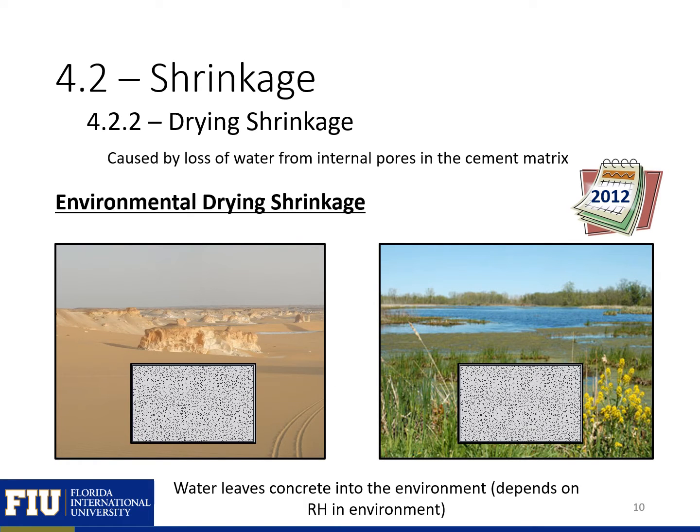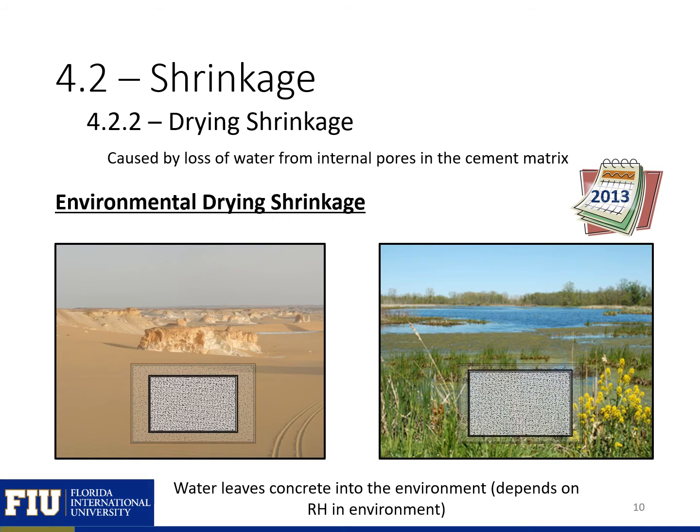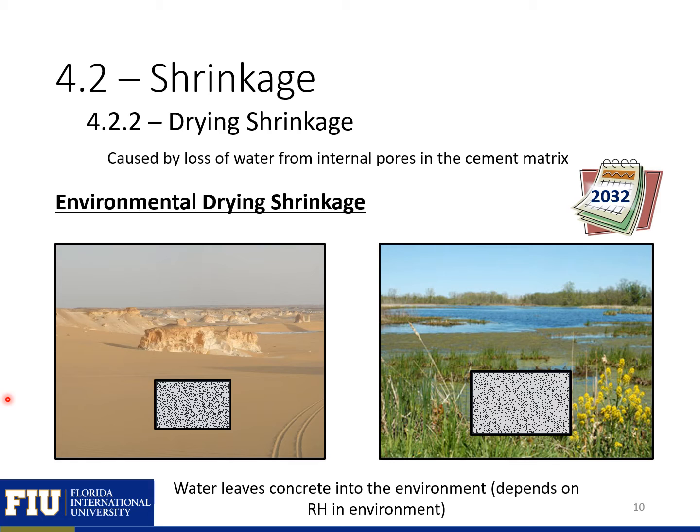Our environmental drying shrinkage is going to be affected mainly by the environment and the shape and size of our specimen. So here, if we had a rectangular beam just placed out in the desert and one placed in, let's say, the Florida Everglades, and we came back a year later, the specimen in the desert would shrink more than the one in the Everglades because we have a drier climate in the desert than the Everglades. If we came back a number of years later, we'd see again the specimen in the desert would have a greater amount of shrinkage than the one in the Everglades.